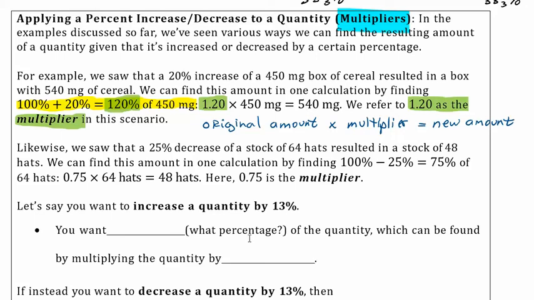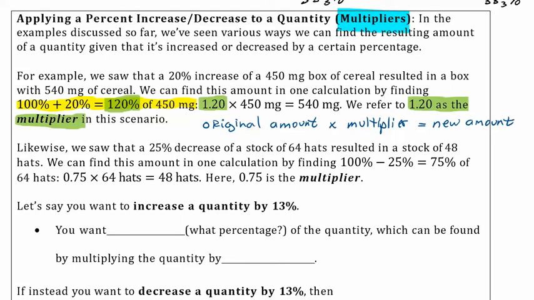Let's see how this multiplier would work with a discount. So we also saw an example where we had a 25% decrease of a stock of 64 hats, resulting in a stock of 48 hats. Okay, how do we find the multiplier for this? This is really important.